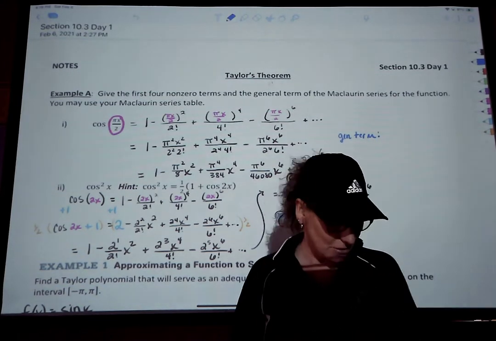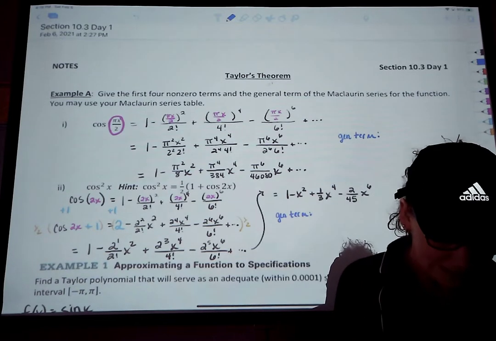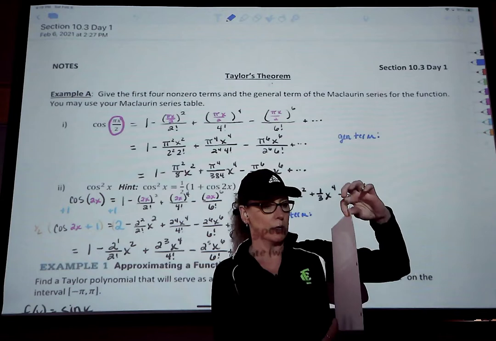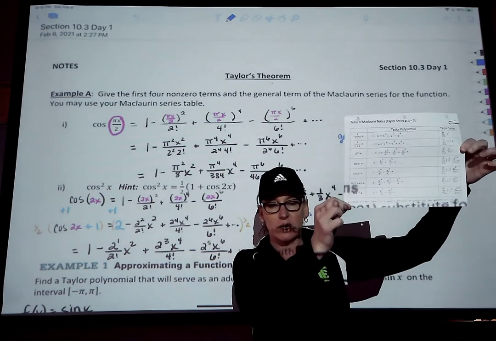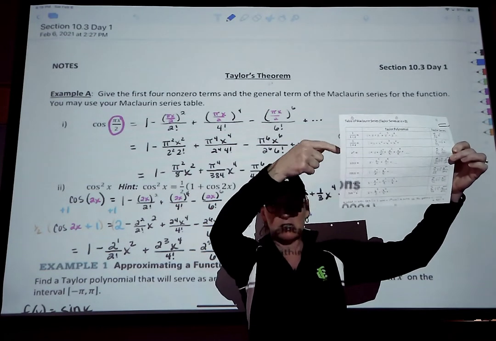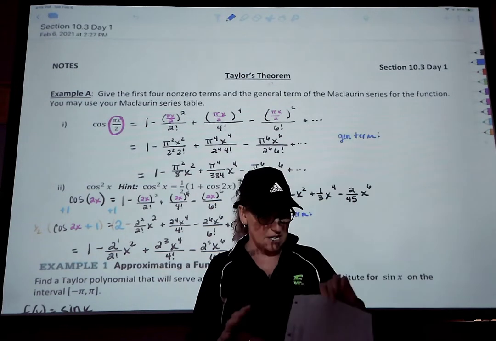Hey guys, I have your notes here for section 10.3, day 1. Before we begin, you might want to grab your homework where you wrote out several terms of your Taylor polynomials to approximate a few common functions. So this is going to help us today.